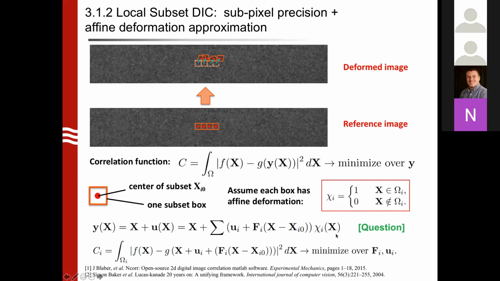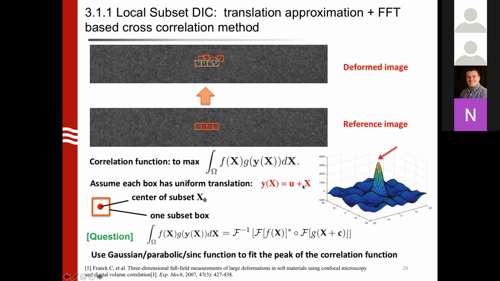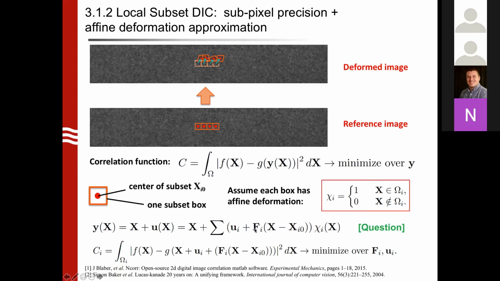So here is another question for the audience. You can see here the assumption is different compared with the previous one. Because for the previous one you only have u plus x. So now you have u plus F times x minus x i naught, where i naught is the center of the subset. So can you imagine what the benefits are if we apply this ansatz compared with the rigid translation ansatz? Any thoughts on what the benefits of the linear affine assumption are?